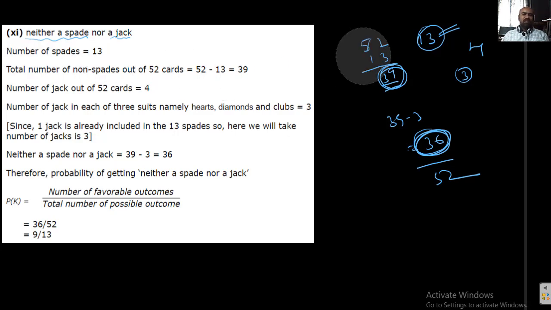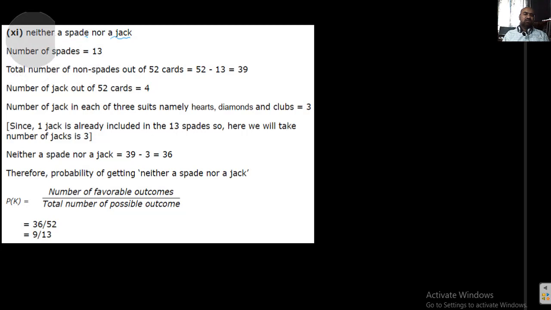Clearly mentioned here. So listen, students. Total number of non-spades, 52 minus 13, equal 39. Number of jacks actually 4. The number of jacks in each of these 3 suits, namely hearts, diamonds and clubs, are 3. Those 3 should be subtracted from 39. So 36 left. So 36 are favorable outcomes. Total number of outcomes is 52. So 36 by 52 is the answer for the problem.